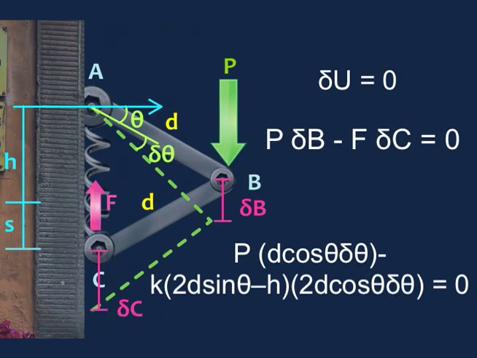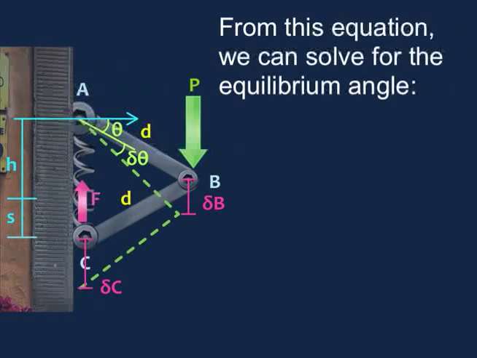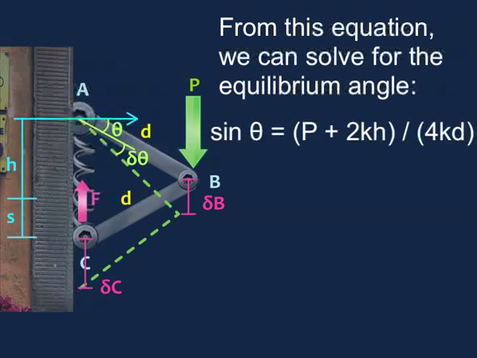To simplify this equation, we can divide both sides by D cosine of theta delta theta, leaving P minus K (2D sine of theta minus H) times 2 equal to 0. From this, we can easily solve for the equilibrium angle, yielding sine of theta equal to (P plus 2KH) divided by 4KD. This is the answer to the first question in our sample problem.